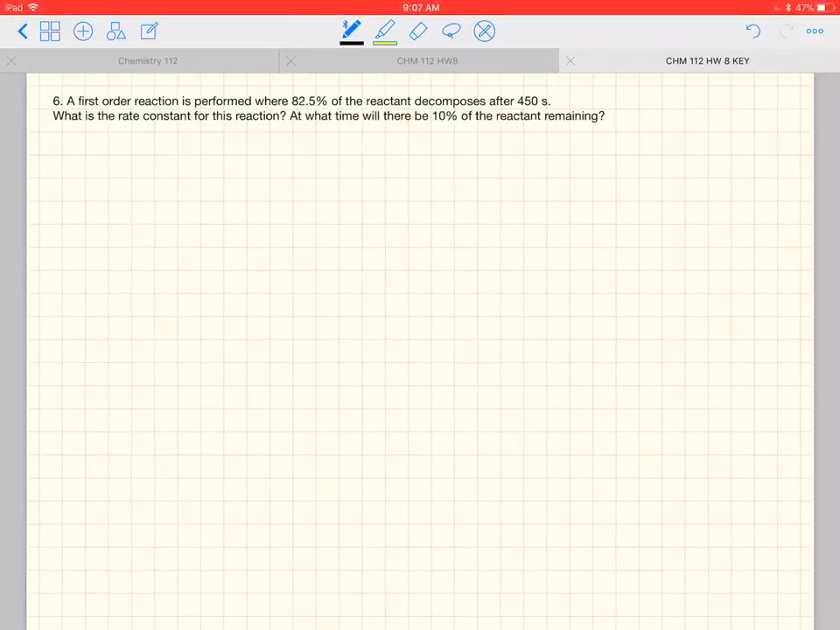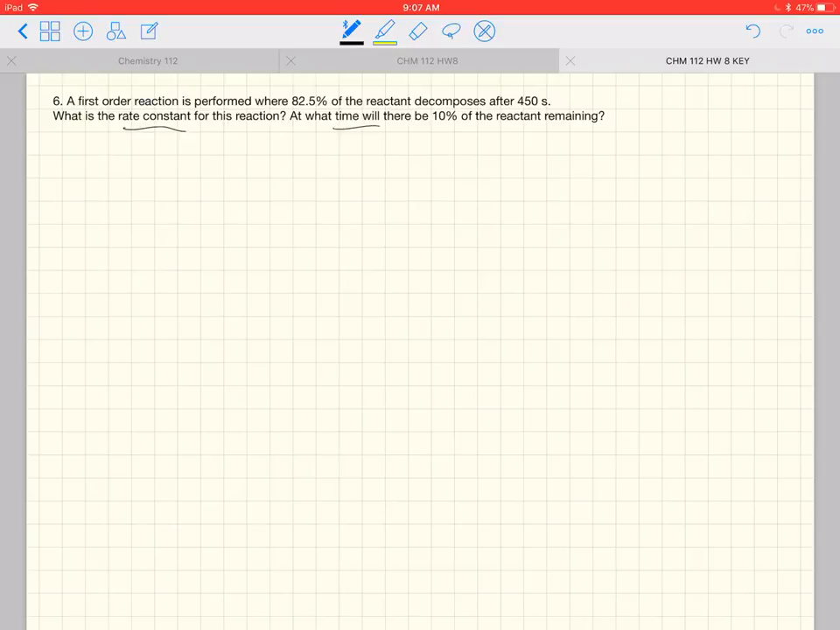Number 6 gives us a first order reaction, and they say 82.5% of the reactant decomposes after 450 seconds. And we want to know what is the rate constant and then some kind of time. So a couple problems in one here.